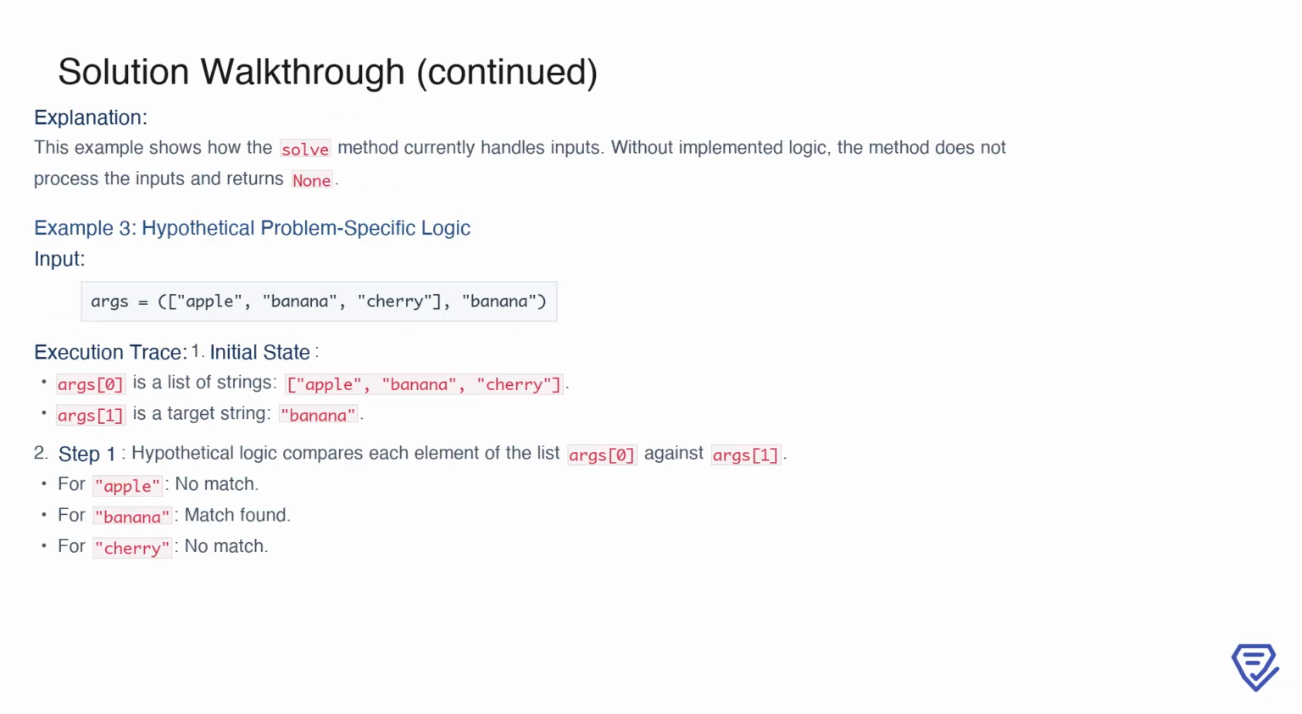Now, we consider a hypothetical scenario where the solve method might include problem-specific logic. The input consists of a list of strings, apple, banana, cherry, and a target string, banana. The hypothetical logic iterates through the list and compares each element to the target. For the first element, apple, there's no match. For the second element, banana, a match is found. The third element, cherry, is also not a match. This step demonstrates how the method could potentially analyze and evaluate the input data.